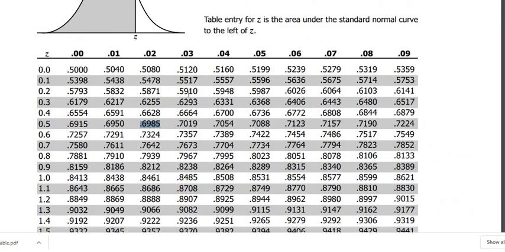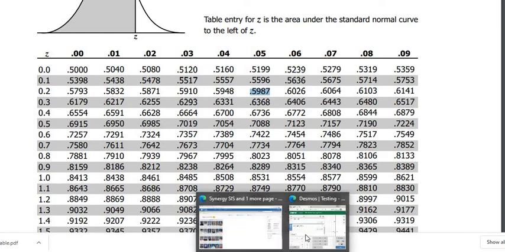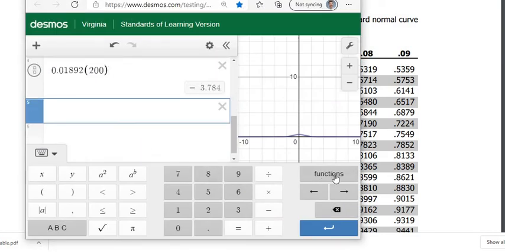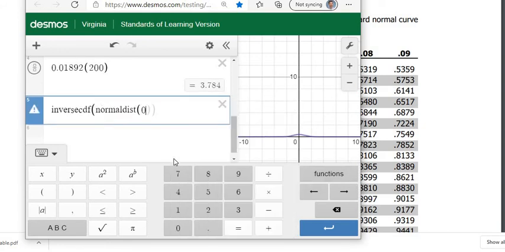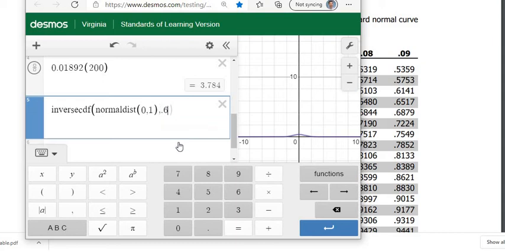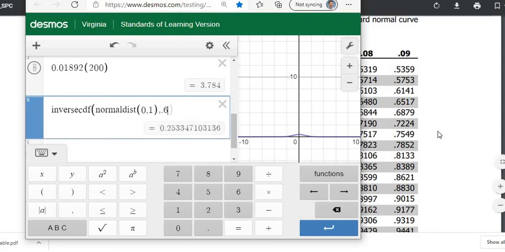So let's find 0.6. It's right here. And so it's actually rounded down to this. So 0.25. Again, 0.2 this way, 0.05 that way, so 0.25. So you have to convert that, or you can convert it on Desmos. Just remember that you have to do 2 things: inverse normal, 0, 1. Here you have to put a comma and then 0.6. Notice I get the same thing, 0.25.